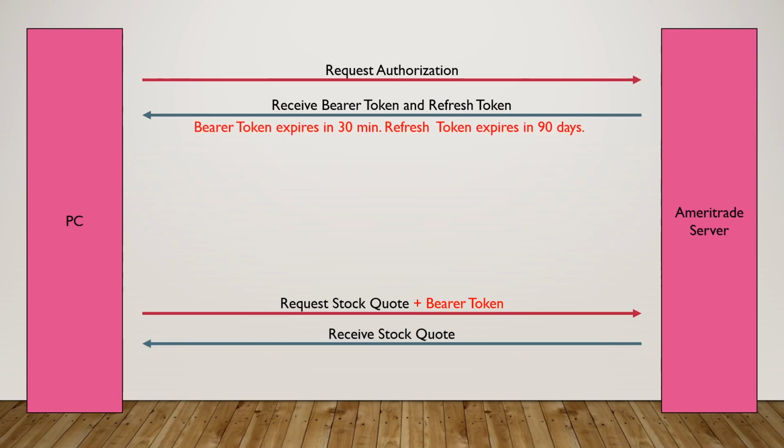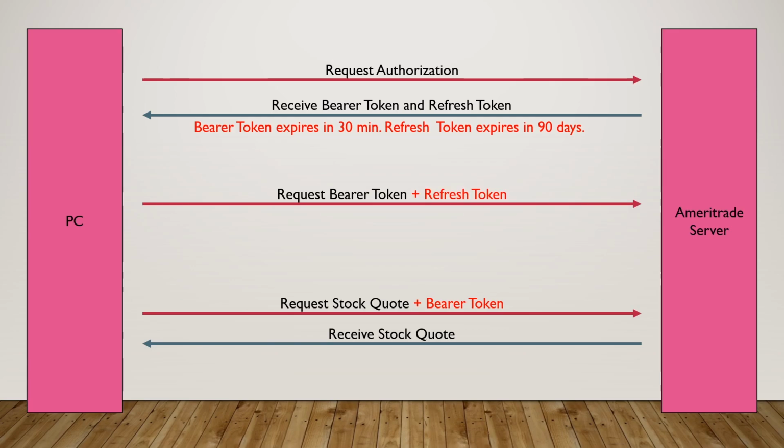And this is because bearer tokens expire in 30 minutes, that's not very long. So you need a refresh token to get a new bearer token. Refresh tokens expire in 90 days. When you log in and authenticate that it is you with your sign-on, then you get the refresh token, which you could reuse for up to 90 days, after which you need to request the authorization again.